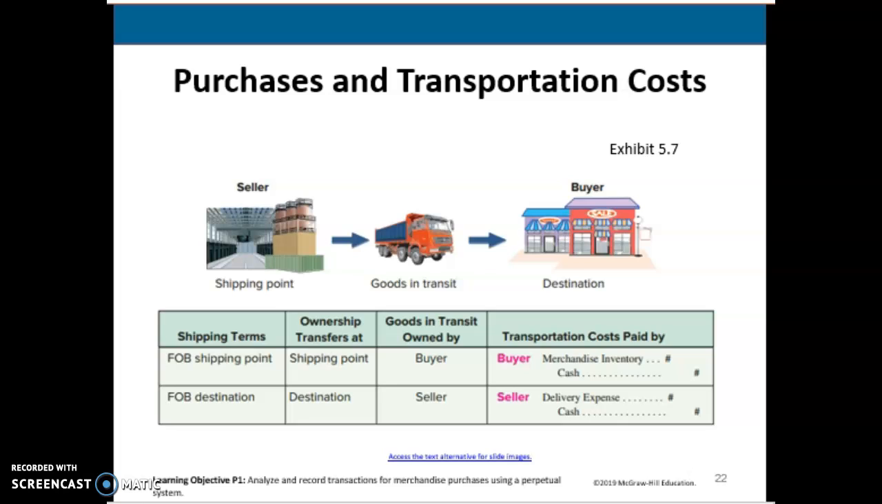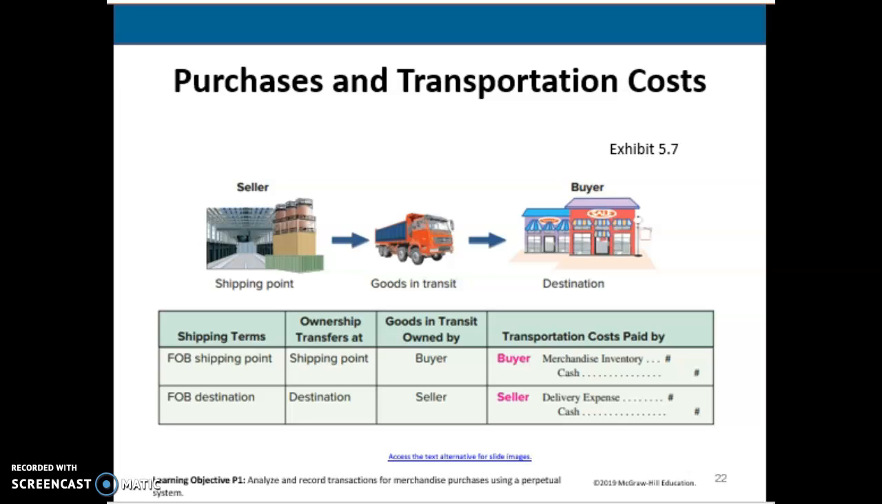So that means that the buyer owns it while it's in transit. So as soon as it leaves that shipping point, it's the buyer's goods. So that means that it's the buyer's responsibility and it's going to be a cost of our inventory. So we're going to debit merchandise inventory and credit cash if we were the buyer.